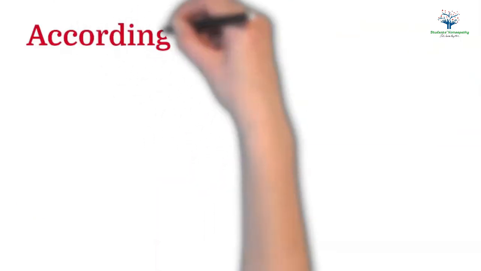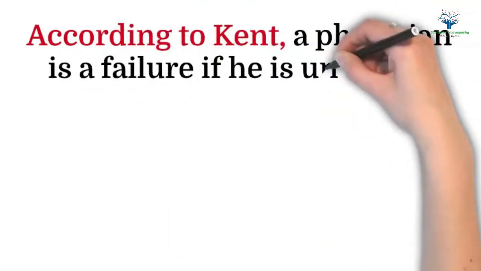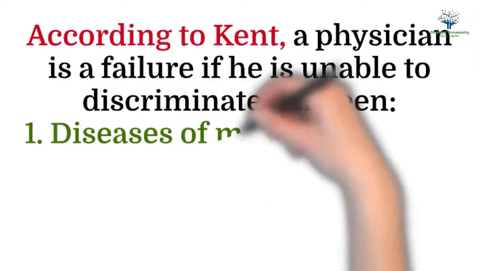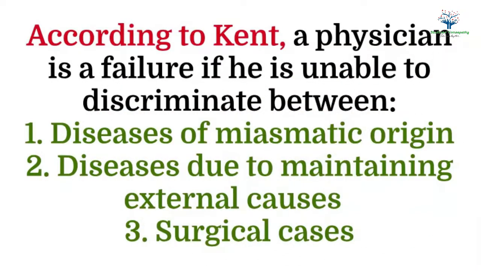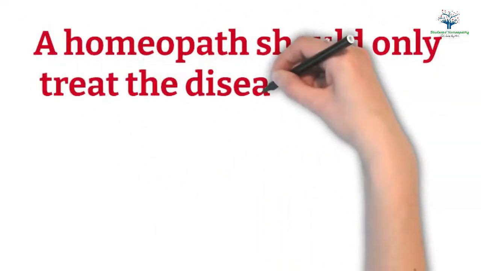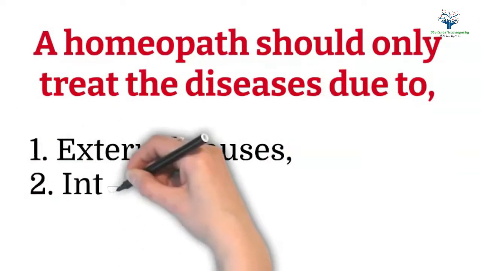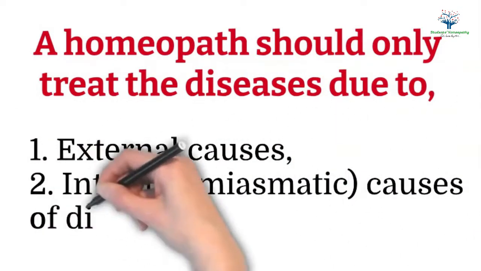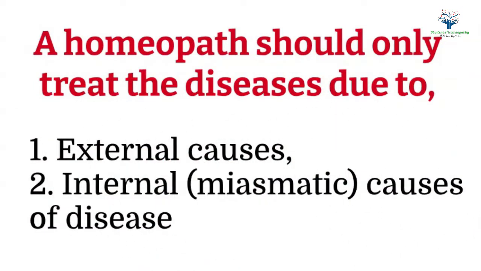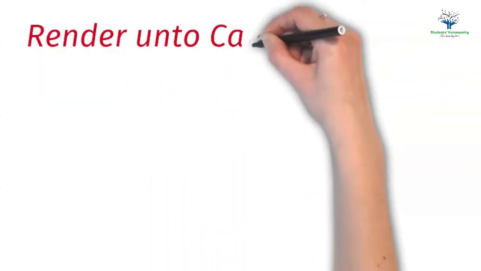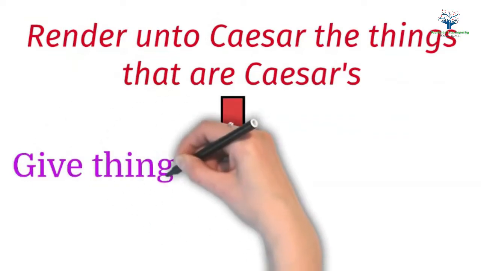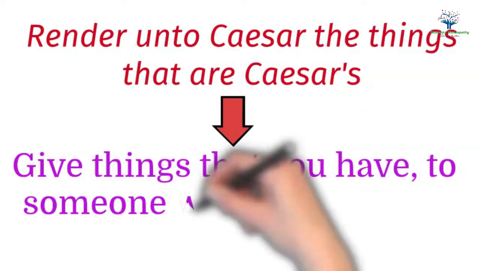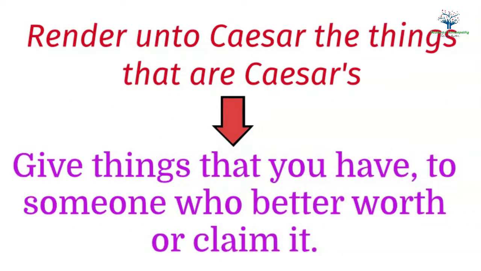According to Kent, the physician is a failure if he is unable to discriminate between the diseases of miasmatic origin, diseases due to maintaining external causes, and the surgical cases. A homeopath should only treat the diseases due to external causes and internal causes of the disease. Here, Kent also quotes a phrase, "Render unto Caesar the things that are Caesar's," which means, give things that you have to someone who is better worth or claims it.